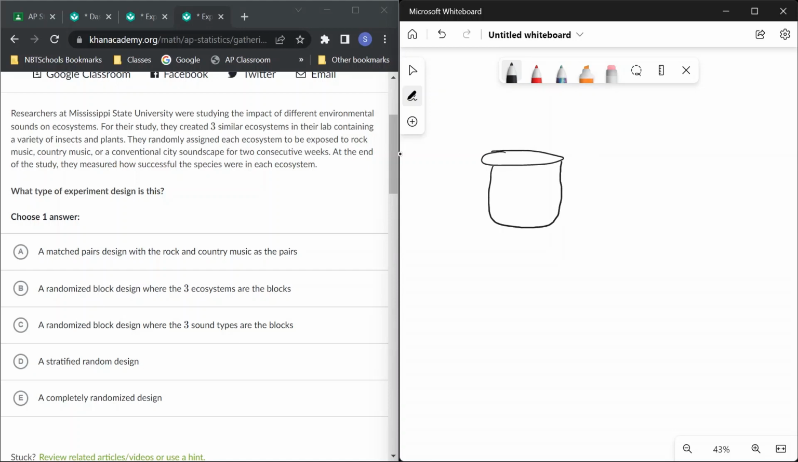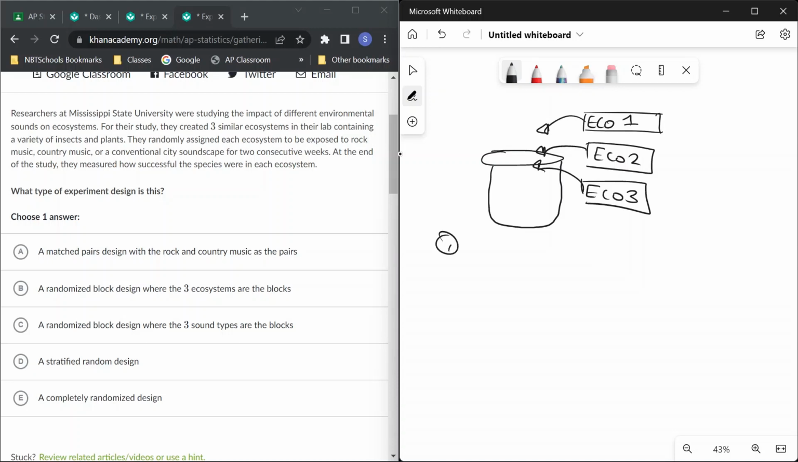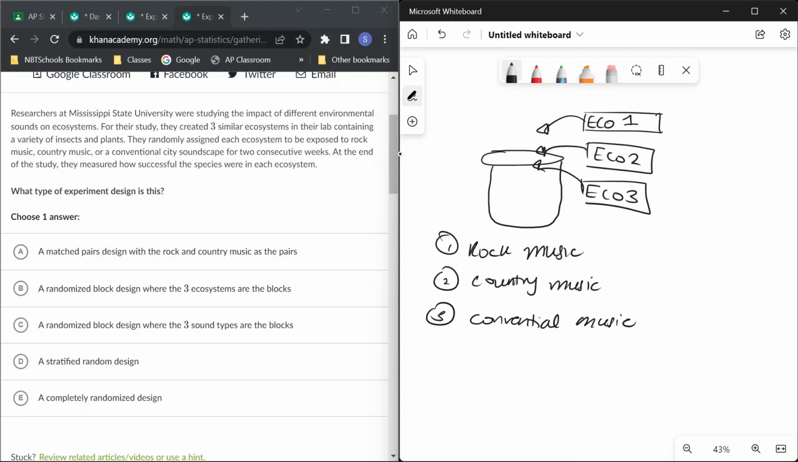Okay, so let's draw a hat. That's totally a hat. So we have ecosystem 1, ecosystem 2, ecosystem 3, and they all go into the hat. And then we have rock music, country music, and conventional or city music.